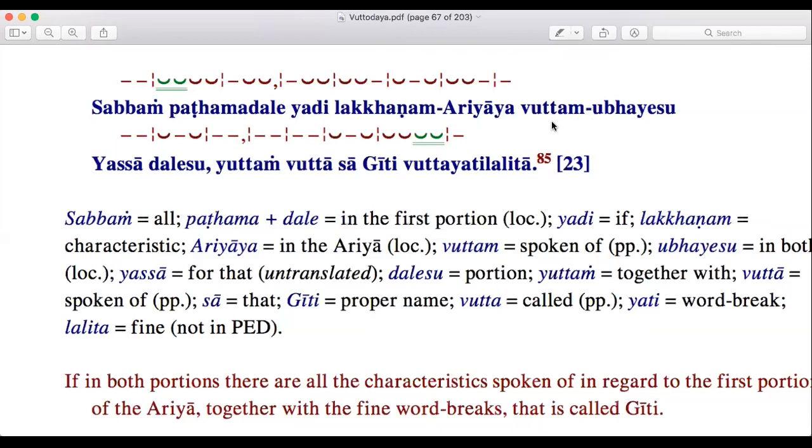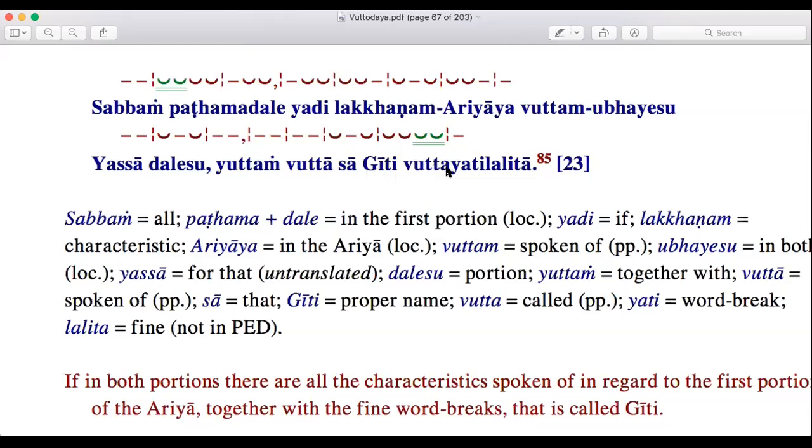And then let's go to the second half. In the second half, sixth group. What is the sixth group? Yassa, Dales, Yuttang. Vutta, fourth group. Sagi, fifth group. Tivutta is the sixth group. So that is not a nagana. So we don't have to put the word break within it because it is not a nagana.